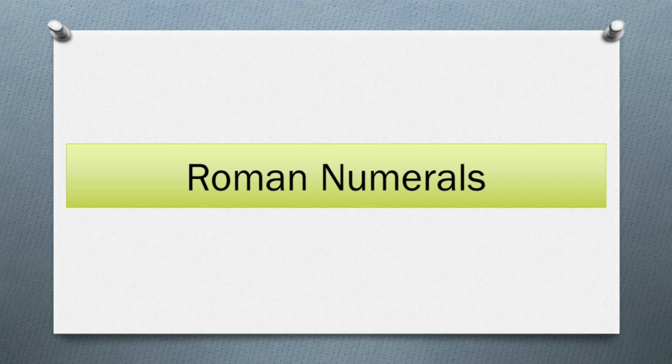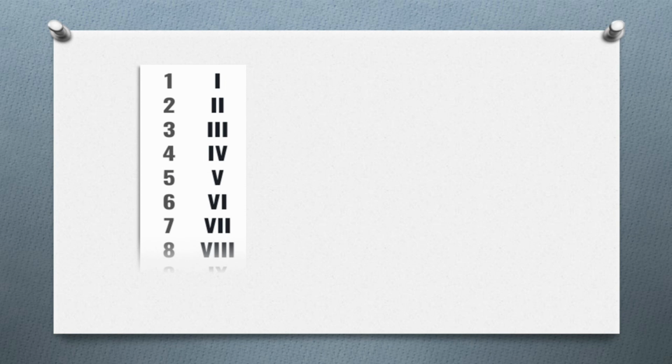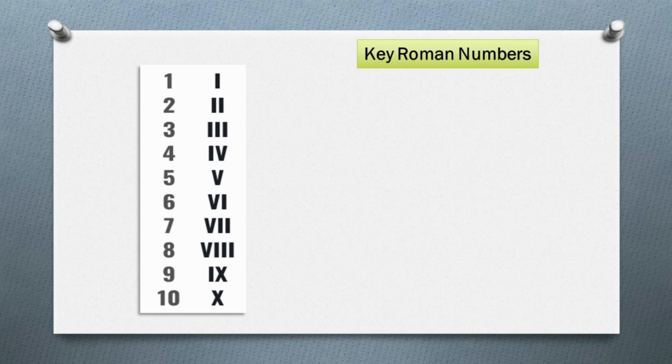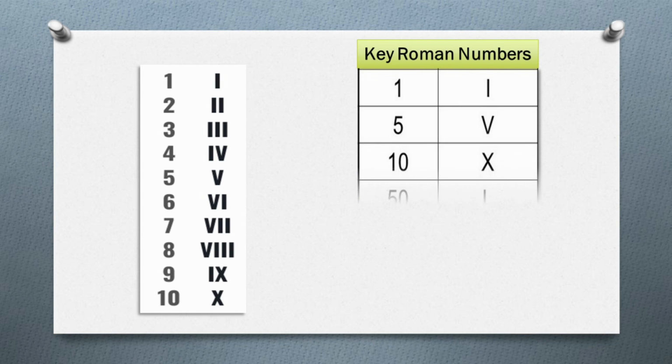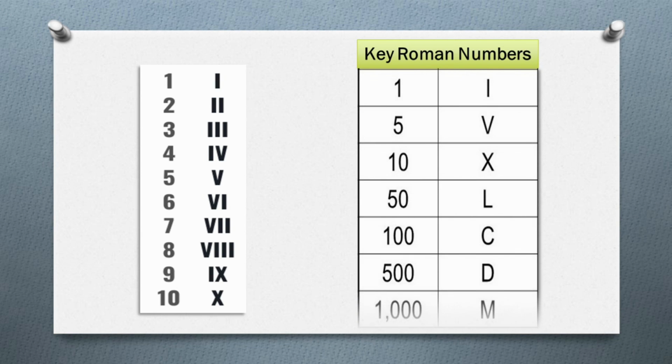One of the early systems of writing numerals is the system of Roman numerals. This system is still used in many places. These are the basic Roman numerals for the count 1 to 10 that we all are familiar with. The key symbols that make all the numerals are I for 1, V for 5, X for 10, L for 50, C for 100, D for 500, and M for 1000.